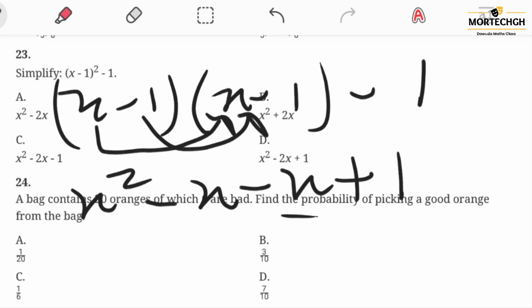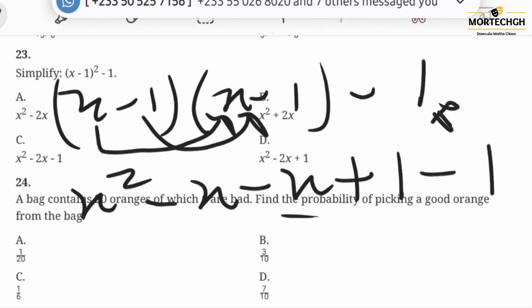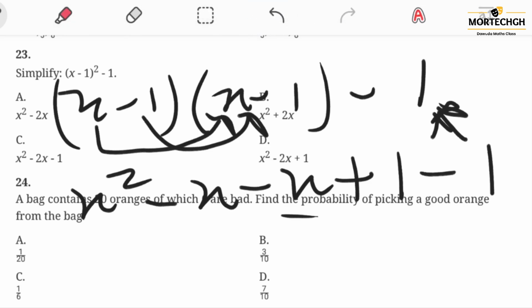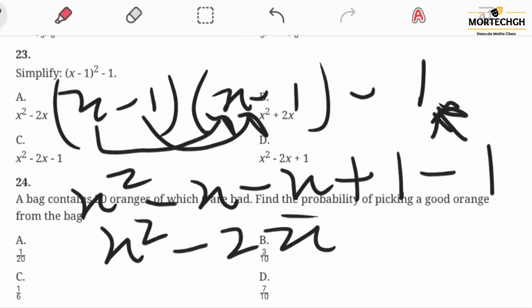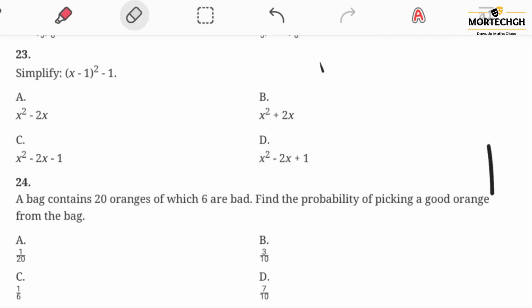Before we now have the last term, which is the minus 1 at the top here. Now, can I write the statement again? X squared minus x minus x will give you minus 2x. Plus 1 minus 1 will give you 0. So that will be plus 0. The statement will be x squared minus 2x as the final answer. Do you have x squared minus 2x in the answers? Yes, x squared minus 2x, which is A. That will be A.